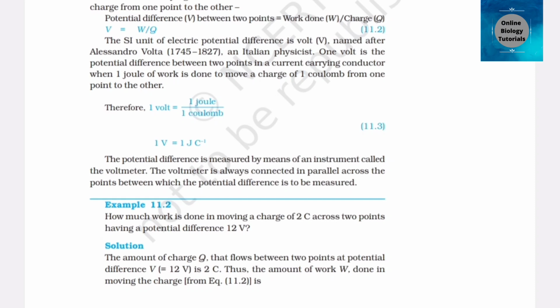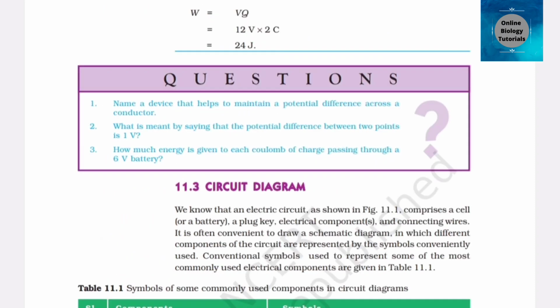Example 11.2. How much work is done in moving a charge of 2 C across 2 points having a potential difference of 12 V? Solution. The amount of charge Q that flows between 2 points at potential difference V equal to 12 V is 2 C. Thus, the amount of work W done in moving the charge, from equation 11.2, is W equals VQ equals 12 V into 2 C equals 24 J.